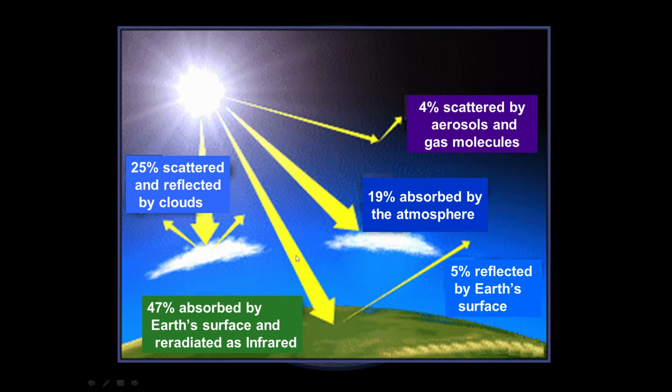So, to summarize here, about 25% is scattered and reflected by clouds. Roughly 4% is scattered by aerosols and gas molecules in the air. 19%, roughly a fifth of the total, is absorbed by the atmosphere, especially those shorter wavelengths like X-rays and ultraviolet. On average, 5% is reflected by the Earth's surface. That can be almost nothing from the oceans, or it can be 90+% if we're talking about a snow-covered field. So that overall is the average for the Earth's surface. And so just shy of 50% is absorbed by the Earth's surface and re-radiated as infrared.